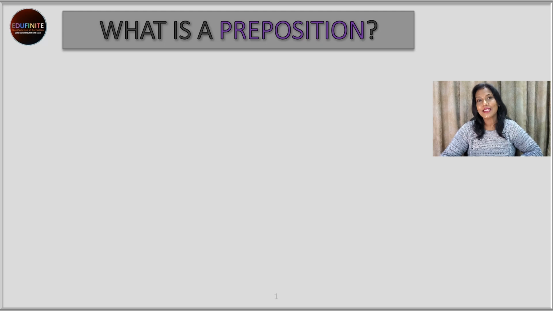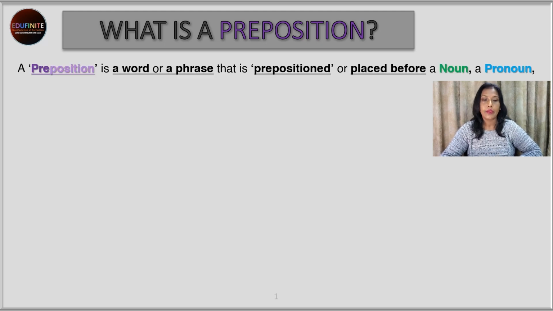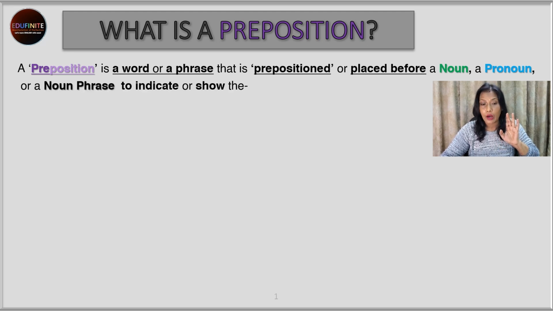Now, what is a preposition? Well, a preposition is a word or a phrase. As I have highlighted it, the word is preposition. So, that is positioned or placed before a noun, a pronoun, or a noun phrase to indicate or show the direction. That means preposition is a word which is placed before.